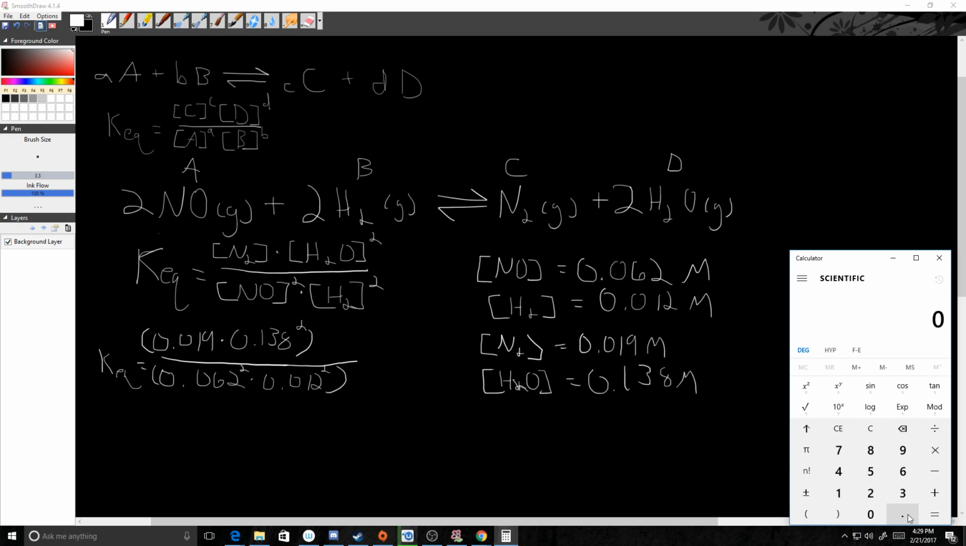So let's go parentheses 0.019 times 0.138, hit the squared button there, closing parentheses, divided by opening parentheses 0.062 squared times 0.012, square that as well, closing parentheses, equals 653.7.